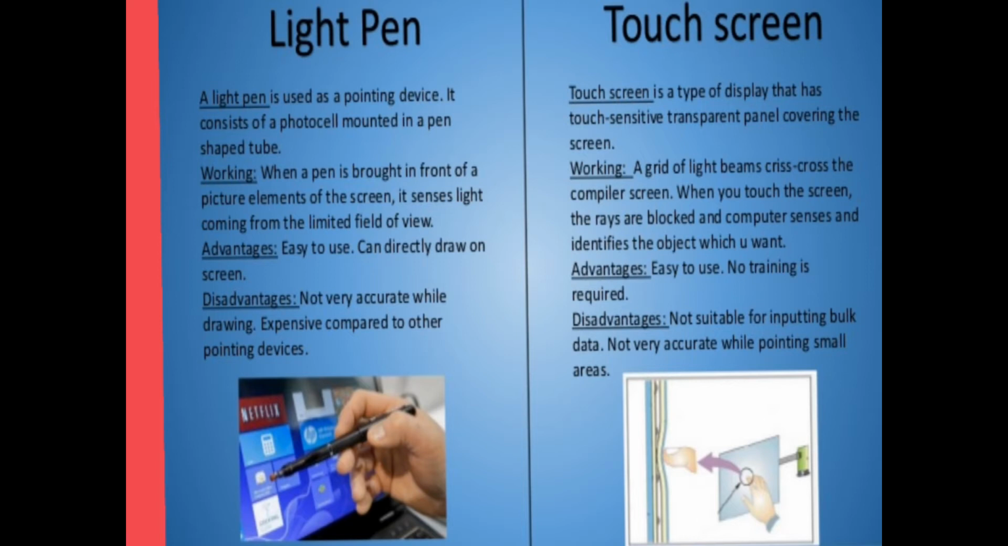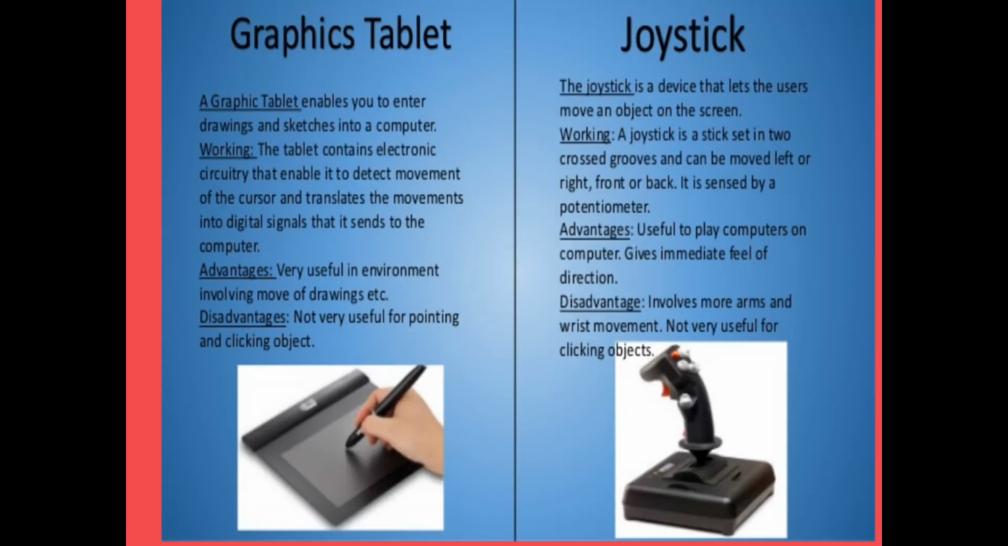Next is touch screen. Touch screen is a type of display that has a touch sensitive transparent panel covering the screen, just like the Android mobile phone which we are using nowadays. So what is the working of touch screen? A grid of light beams crisscross the screen. When we touch the screen, the rays are blocked and the computer senses and identifies the object which we want. Advantage of touch screen is it is very easy to use, no training is required. But there is a disadvantage also, that is, it is not suitable for inputting bulk data, and not very accurate while pointing at small areas. The best example of touch screen is our Android mobile phone.